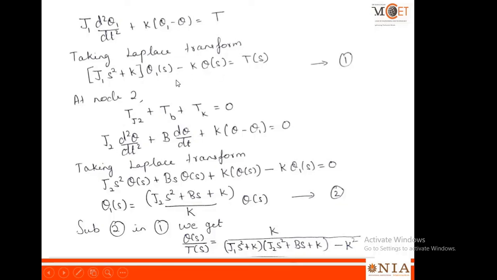Node 2, you know that three components were connected. Tj2 plus Tb plus Tk is equal to 0. There was no applied torque there. Write the differential equation. It is J2 into d square theta by dt square plus B into d theta by dt. K was connected between node 2 and node 1. So the displacement here you should now write as theta minus theta 1, that is the displacement at node 2 minus the displacement at node 1, is equal to 0. Just take Laplace on this. You get this expression.